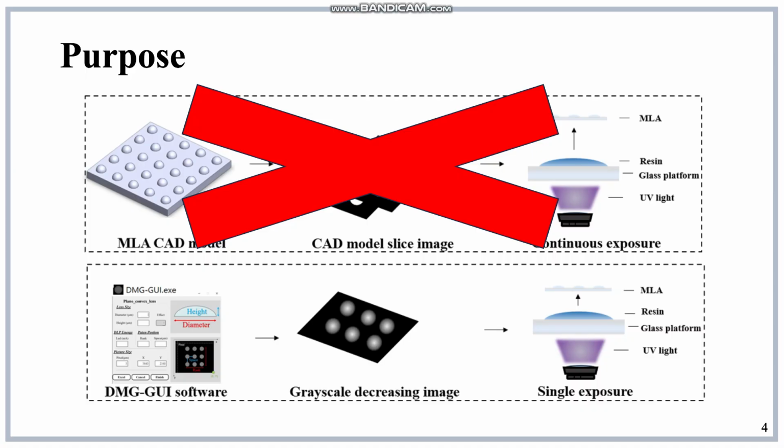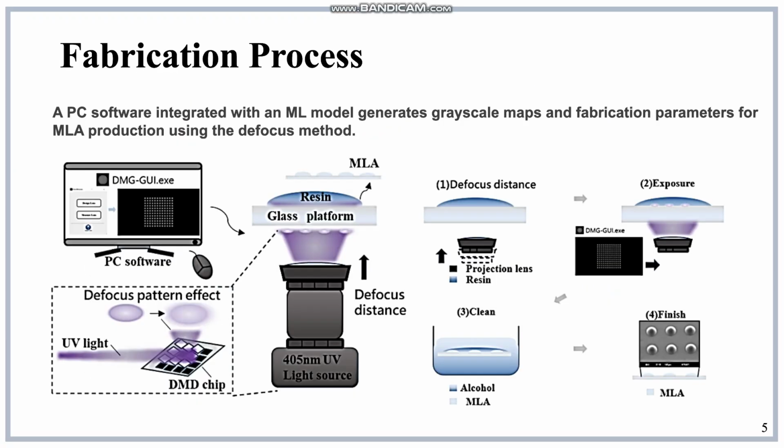Our aim is to develop a system that integrates machine learning and a graphical user interface to automate and optimize MLA fabrication using the defocused DLP method. We focus on improving ease of use, accuracy, and efficiency. Here is our process overview. As you can see, PC-based software generates a grayscale mask and predicts fabrication parameters using a neural network. This enables single exposure printing of the microlens array with high accuracy.